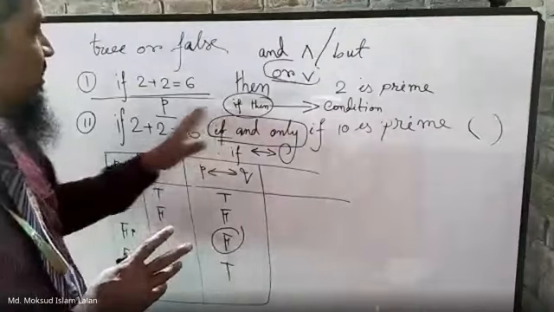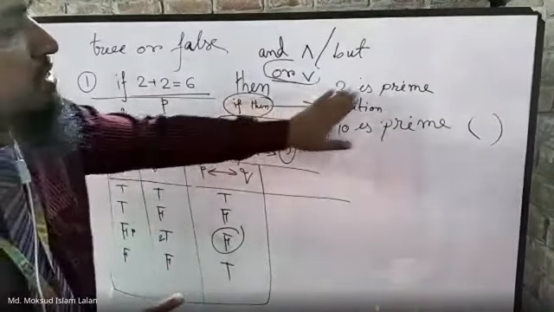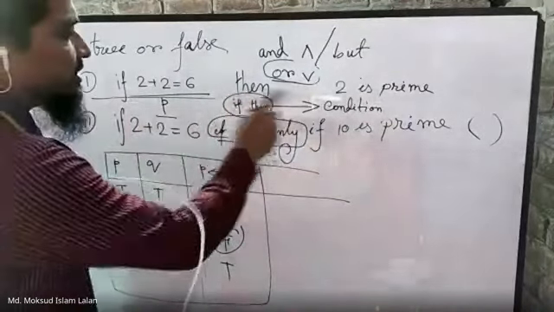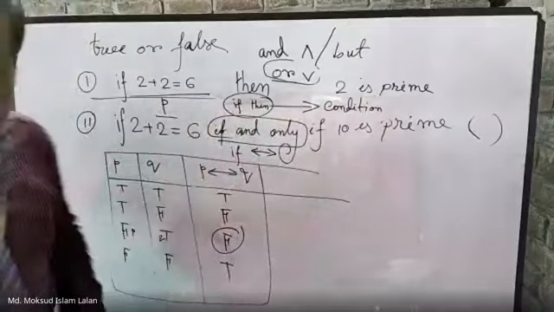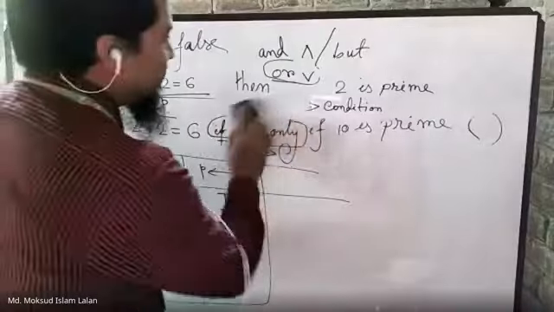So, if 2 plus 2 equals 5, then 2 is a prime. Would you please tell me, is it true or false? Sir, it will be true. Because the first one, 2 plus 2 equals 5, is false, and 2 is a prime is true. In the conditional statement, p conditional q, if false and true, is true. Very good.